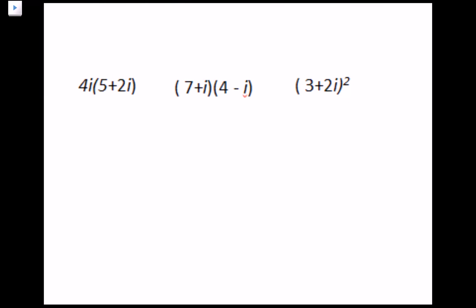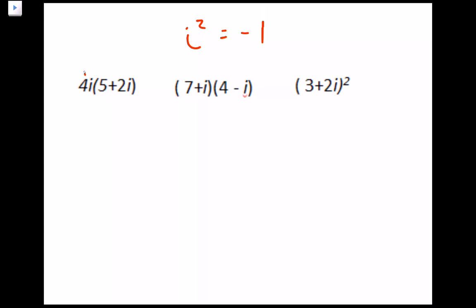Now, multiplying is just like you've done with multiplying with x's before, but we're going to have to remember that sometimes we're going to end up with something special because i squared is equal to negative 1. If i is equal to the square root of negative 1, squaring it will get rid of the square root and I'll end up with negative 1. So let's see how this is going to simplify.